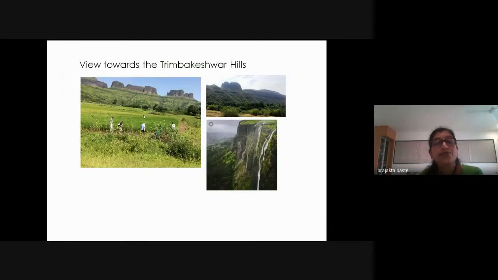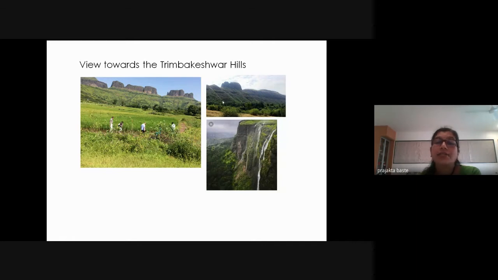These are some photographs to give you an understanding of the overall landscape of the region of Trimbakeshwar. It's a very typical geological and geomorphological setting where these are called mesas and buttes. And these mesas and buttes form a very scenic, picturesque view in the monsoon season, where we can see waterfalls coming down out of these sharp escarpments, and this becomes a very picturesque setting here in the season of June, July, and August, the latter part of the monsoon season.